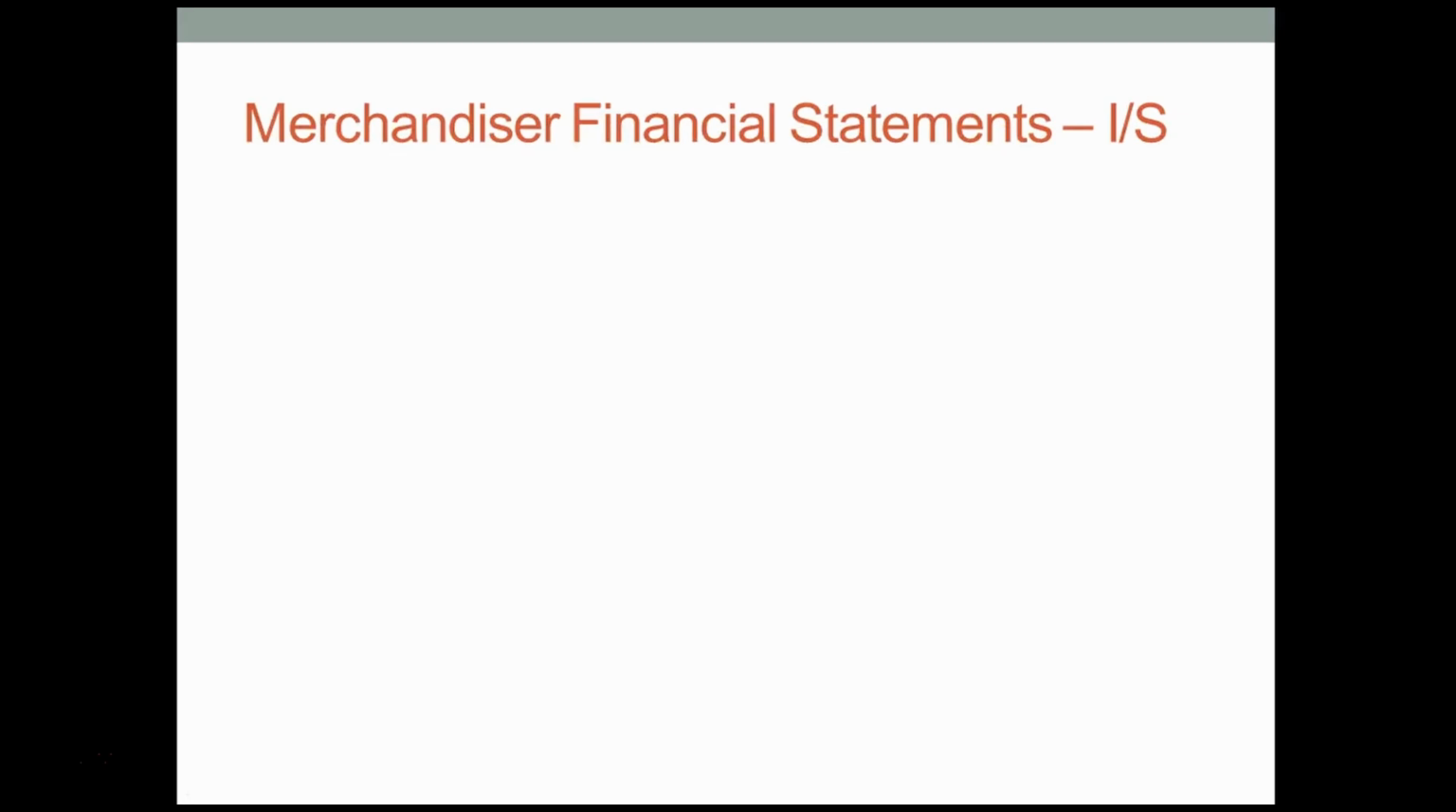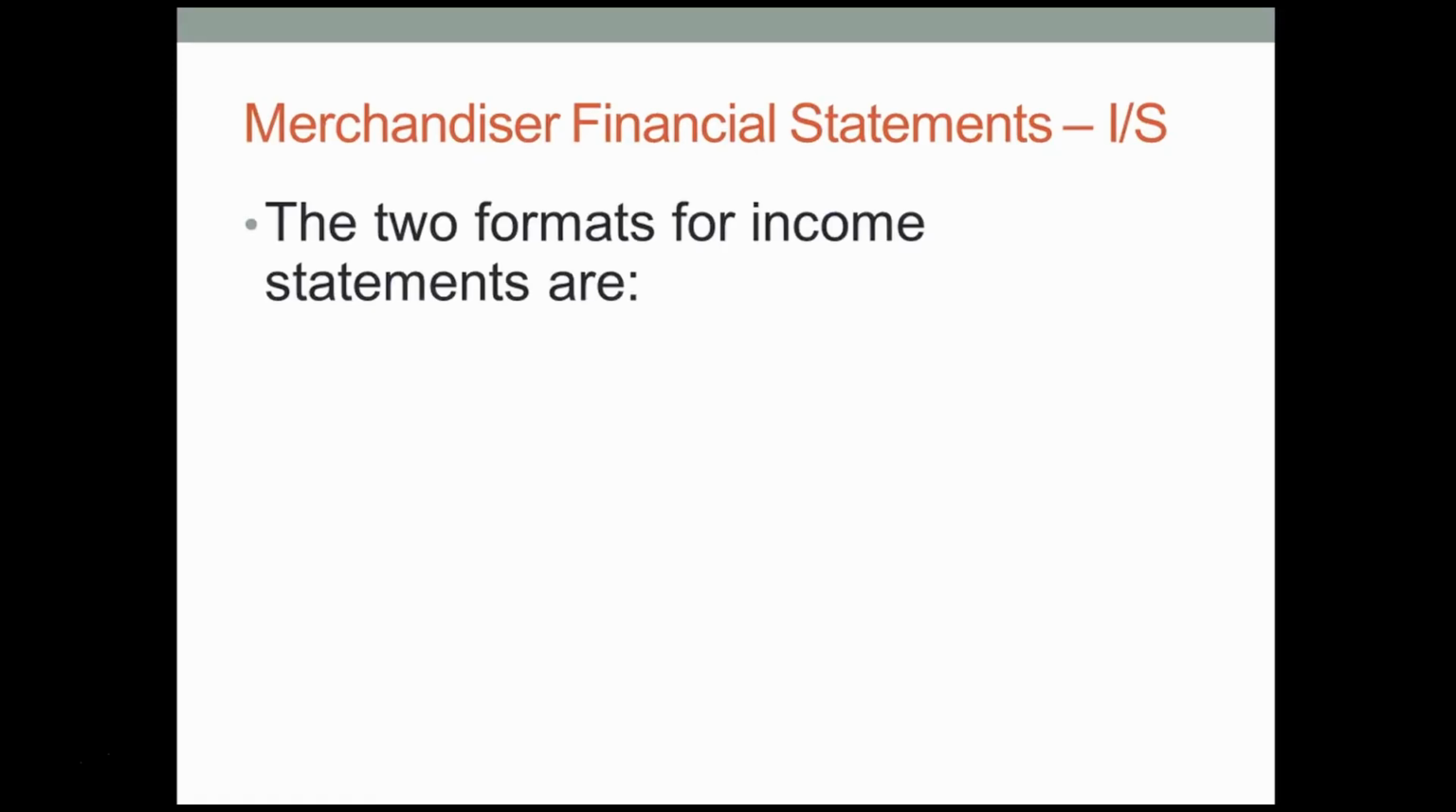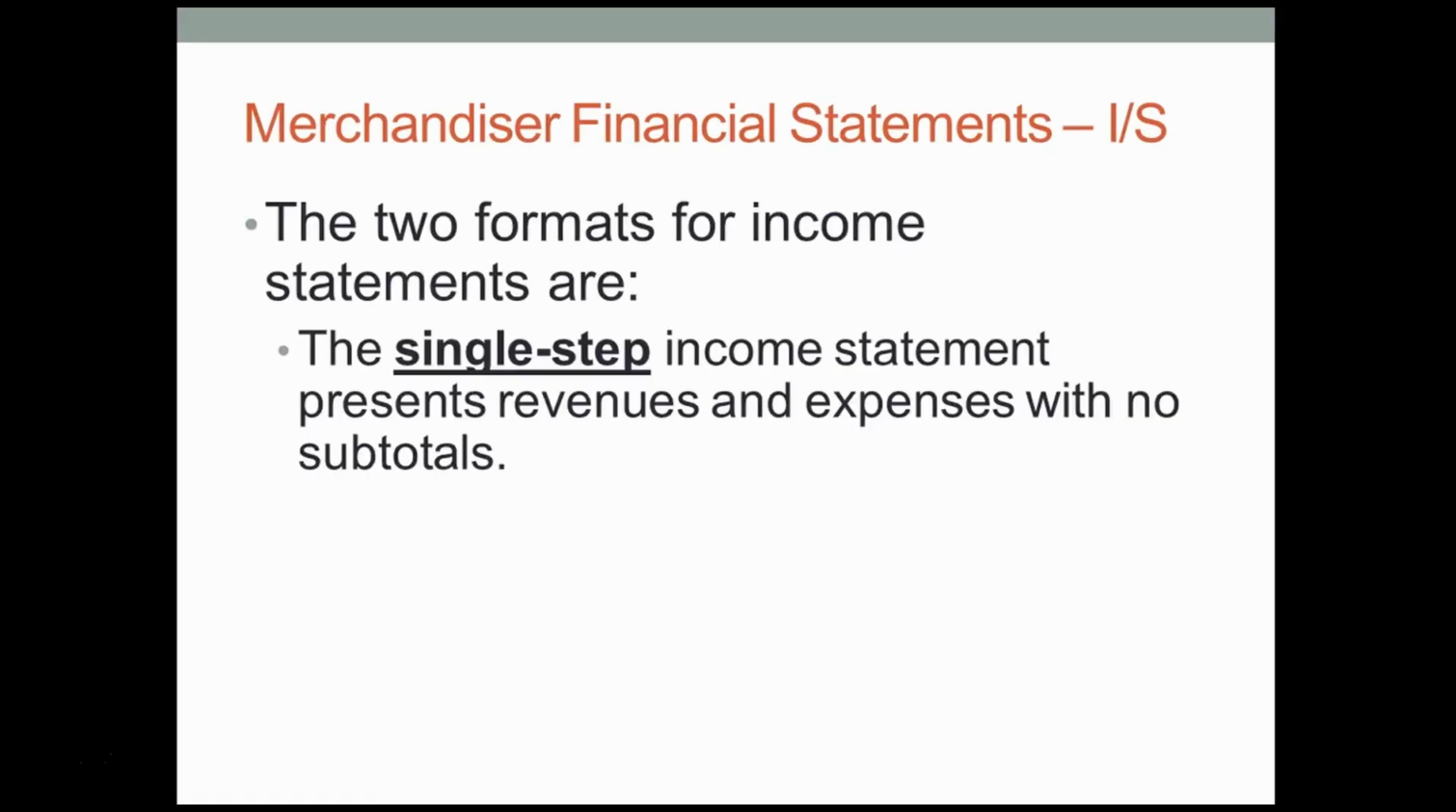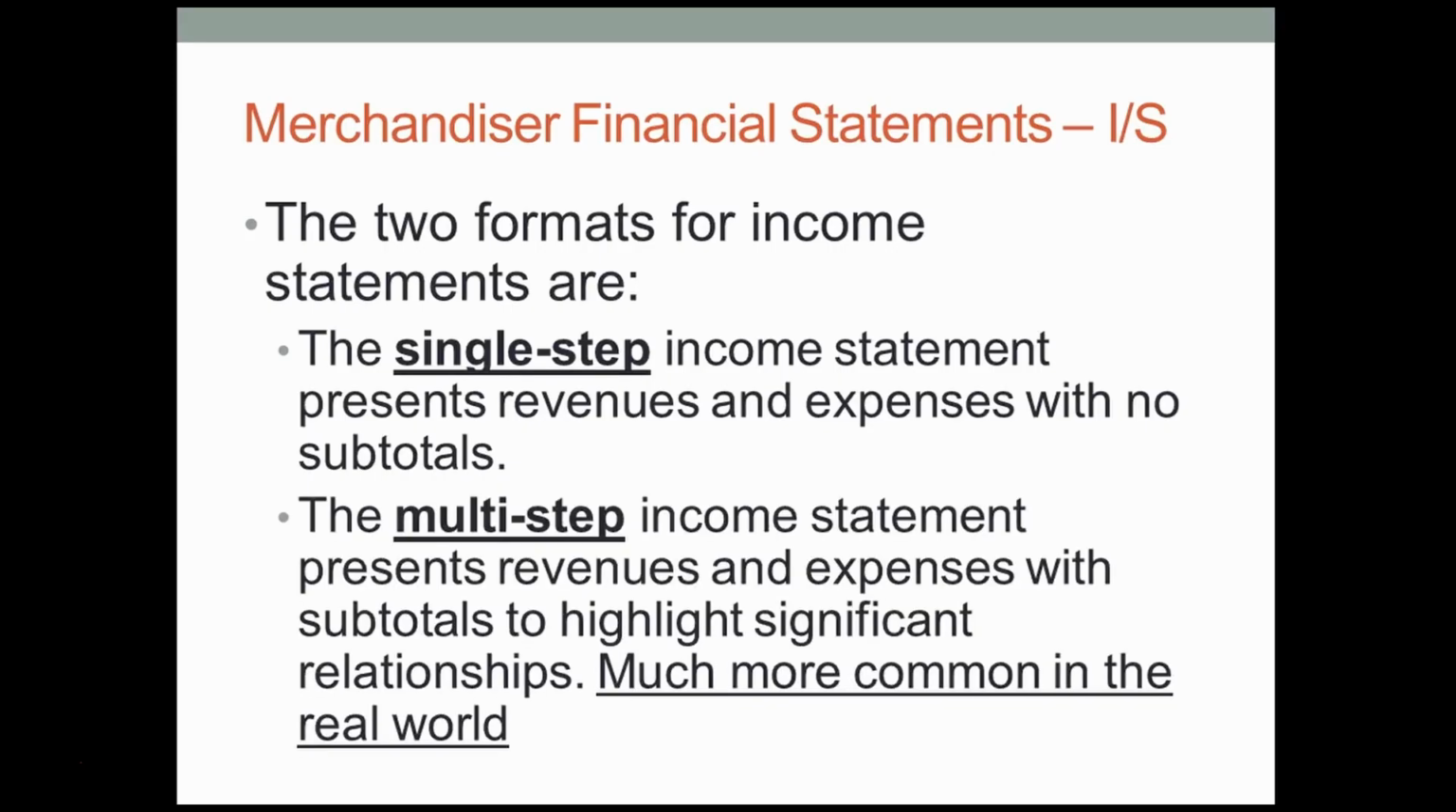So now let's switch gears and talk about a merchandiser's financial statement. First we'll start with the income statement. There are two formats for the income statement. The single-step income statement presents revenues and expenses with no subtotals. And then there's the multi-step income statement, which presents revenues and expenses with subtotals to highlight significant relationships.